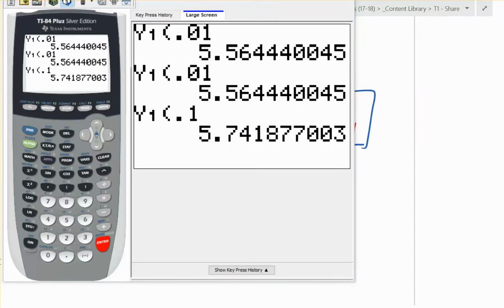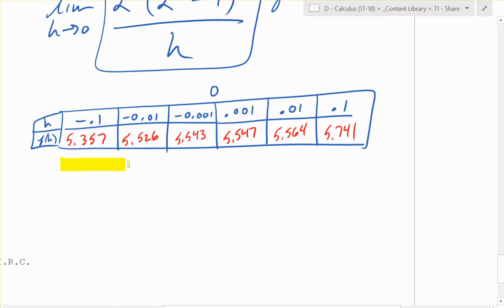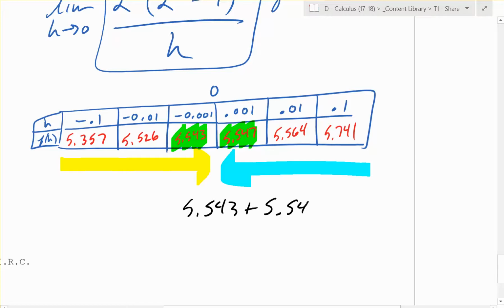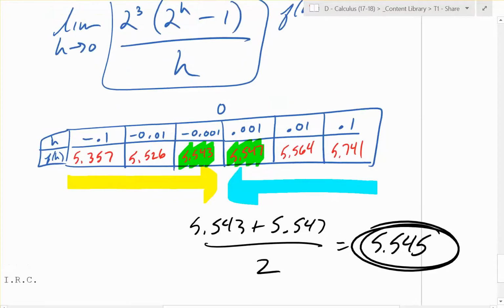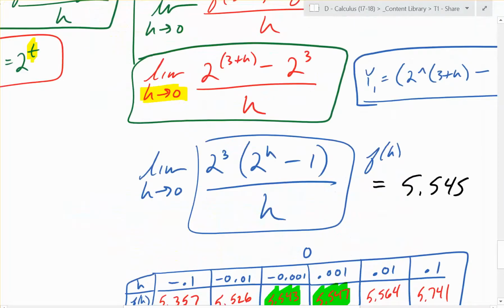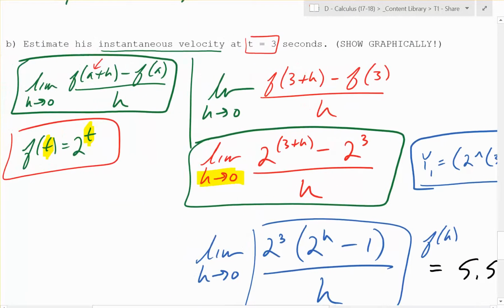So now that we've filled it in, what's going on here? As you approach from the left, and as you approach from the right, what do you get really close to? Well, you look at your middle two values here, 5.543 and 5.547. What's right in between them? You can add them together and divide by 2. So 5.543 plus 5.547 divided by 2 is 5.545. So that's our estimate for this limit. And we had to do it with a table because we couldn't do it algebraically.